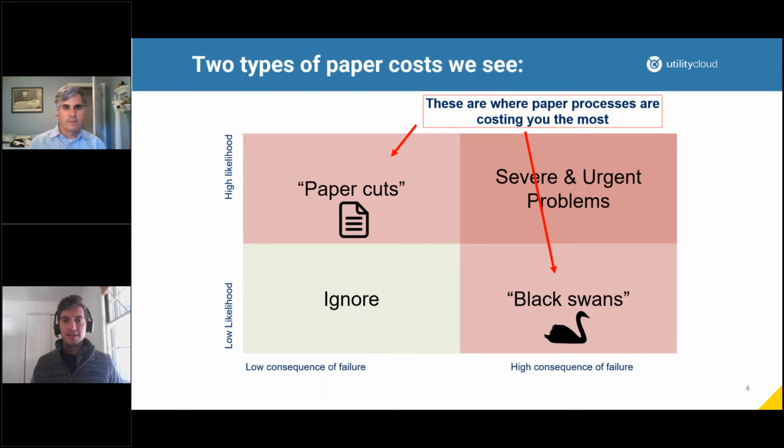You resolve it. I think where a lot of money is being wasted is on these other two boxes. The things that are day to day, that are happening all the time, with relatively low consequence of failure, and then the stuff that is really keeping us up at night, the stuff that has a very high consequence of failure, but it's really low likelihood of happening.